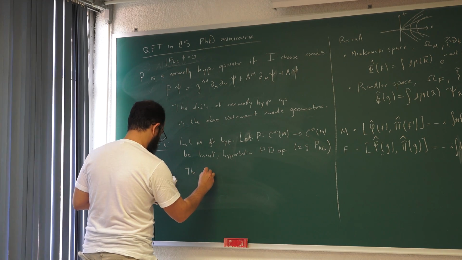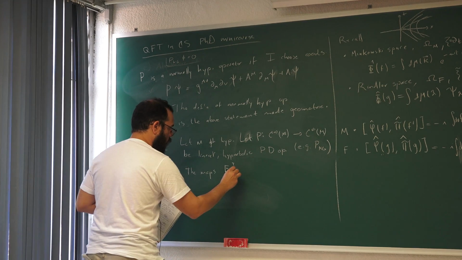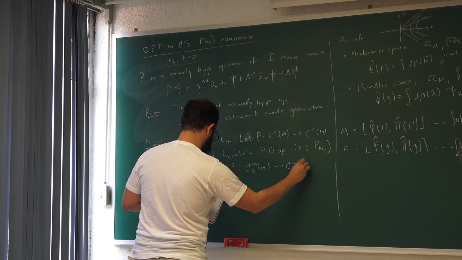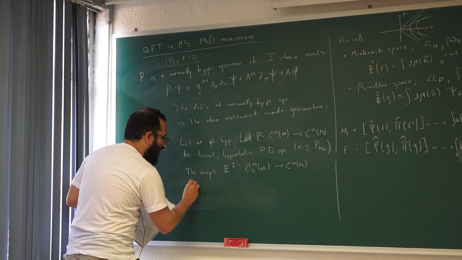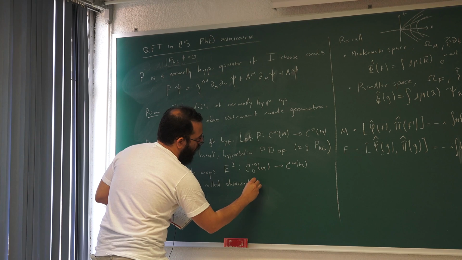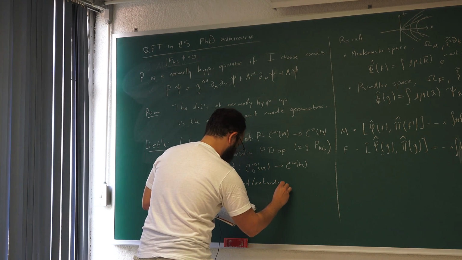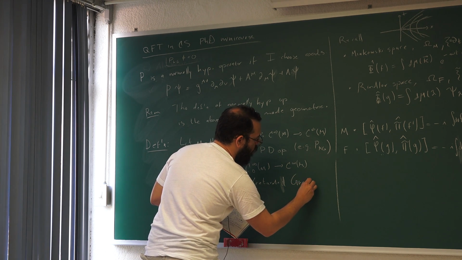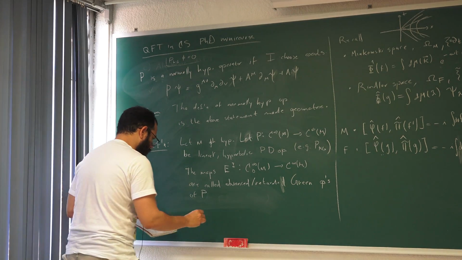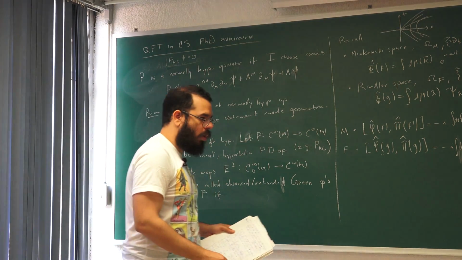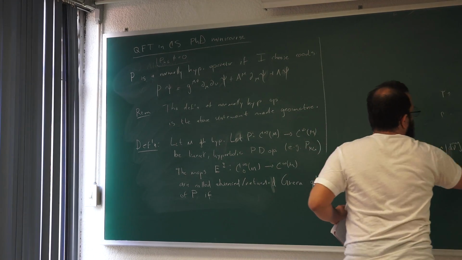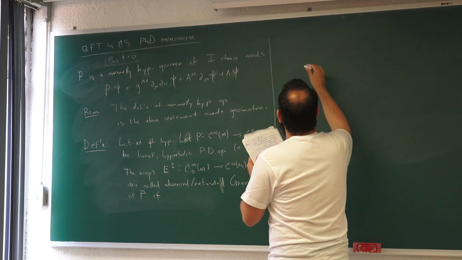Now I'm going to define some maps, which go from smooth functions of compact support in M to smooth functions in M. And they are called advanced and retarded green operators of P, if the following points hold. Let me tell you what those points are.